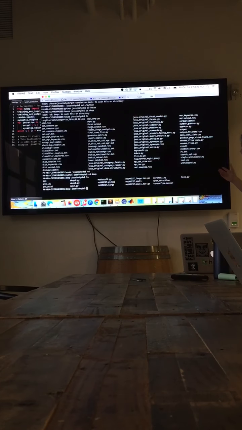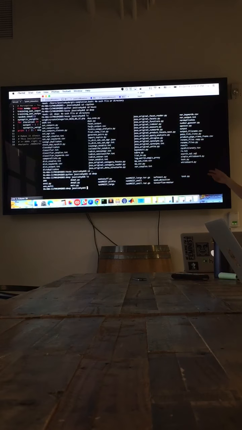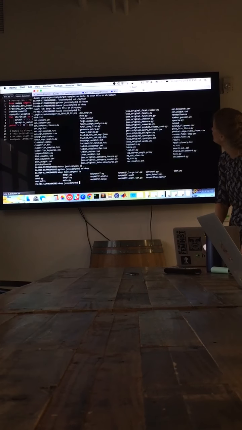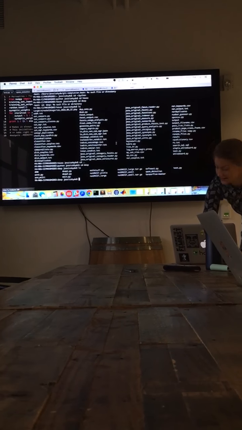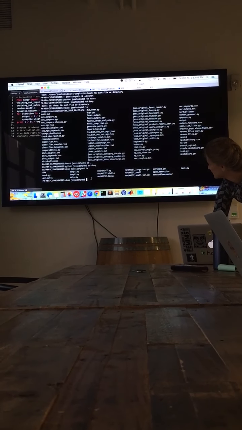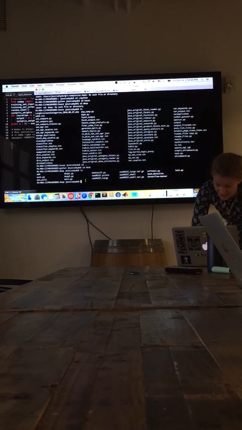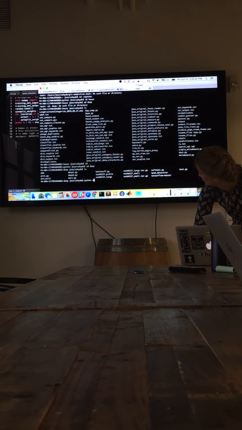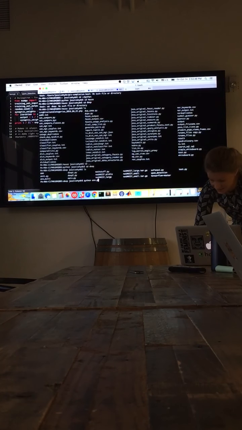If you haven't seen this before, this is called the terminal, and it's running Unix, which is another operating system that will let us speak directly to the kernel of our computer. So I've just navigated into the folder where I have that file that I showed you stored, and then I'm going to tell it to use Python and to run this file.